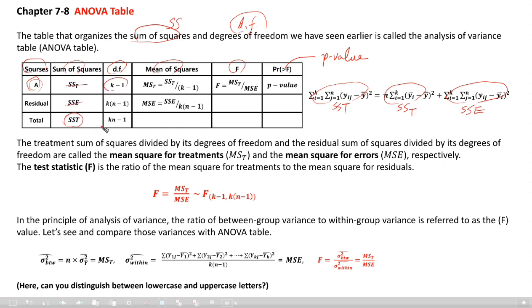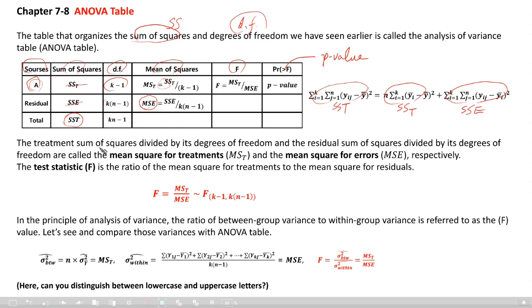Degrees of freedom: K-1 here. For residual, SSE, it is K groups times the degrees of freedom of each group, so N-1 times K. Mean squares is SS divided by its degrees of freedom. SSE divided by K times N-1 is MSE. This is also a very useful and famous term, MSE. The F value is the value of SST divided by the value of MSE. That is the F value up here, and the p value.